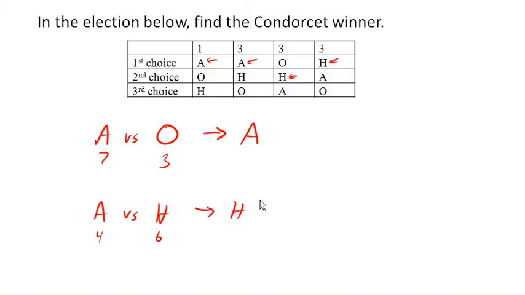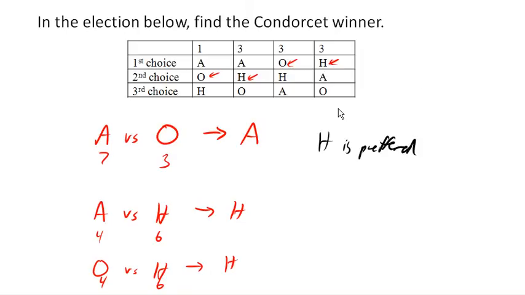How about O versus H? If we look at O versus H, O is preferred here, H is preferred here, O and H. So we have 1 and 3, that is 4 people preferring O, and 6 people preferring H. So H is preferred. Notice something really interesting here. H is preferred by the majority.